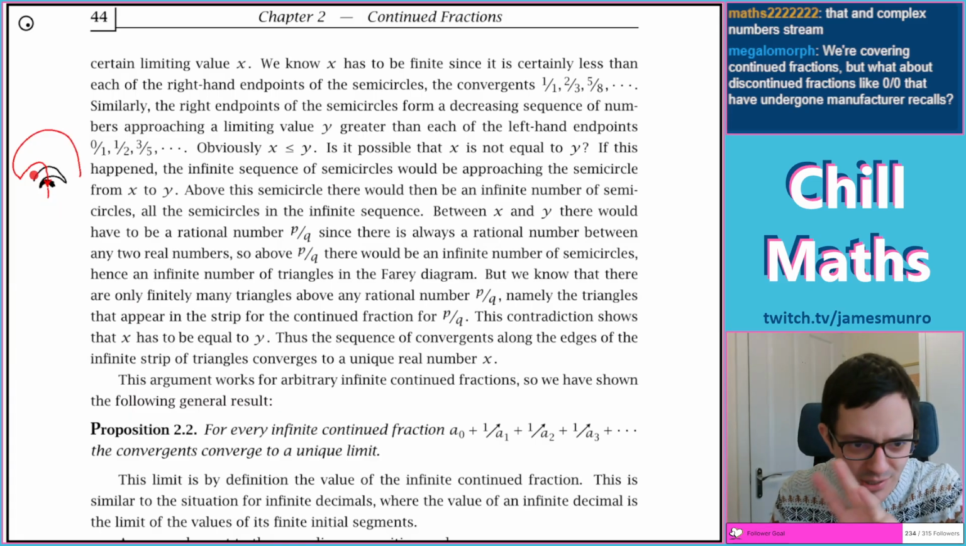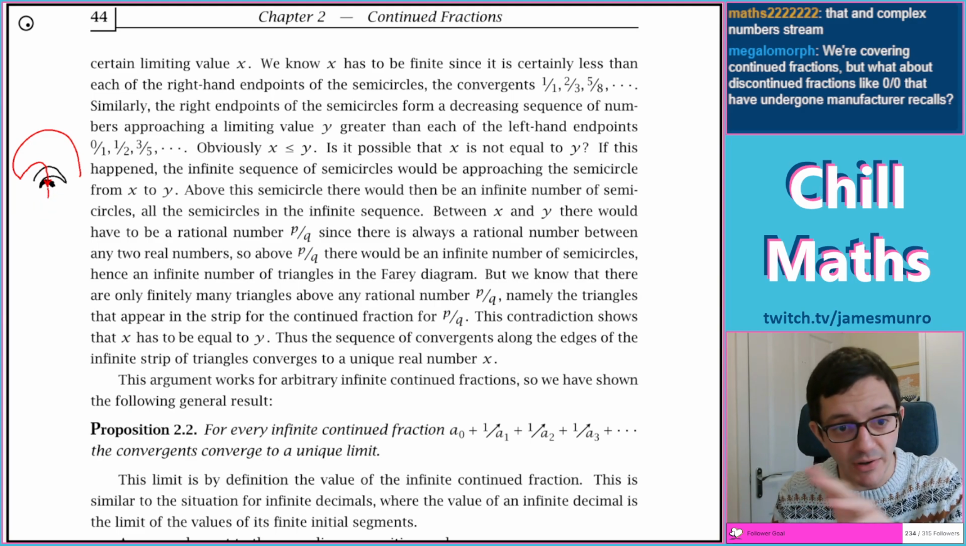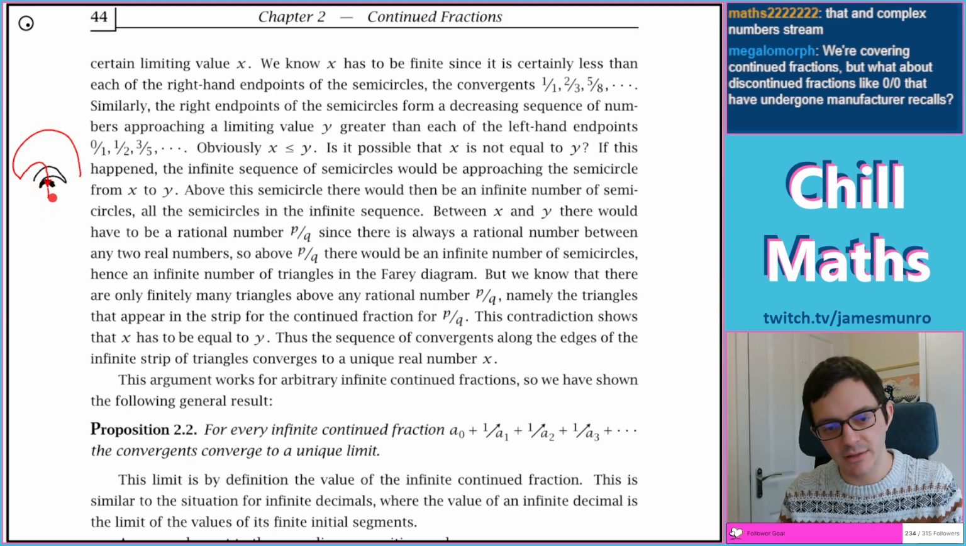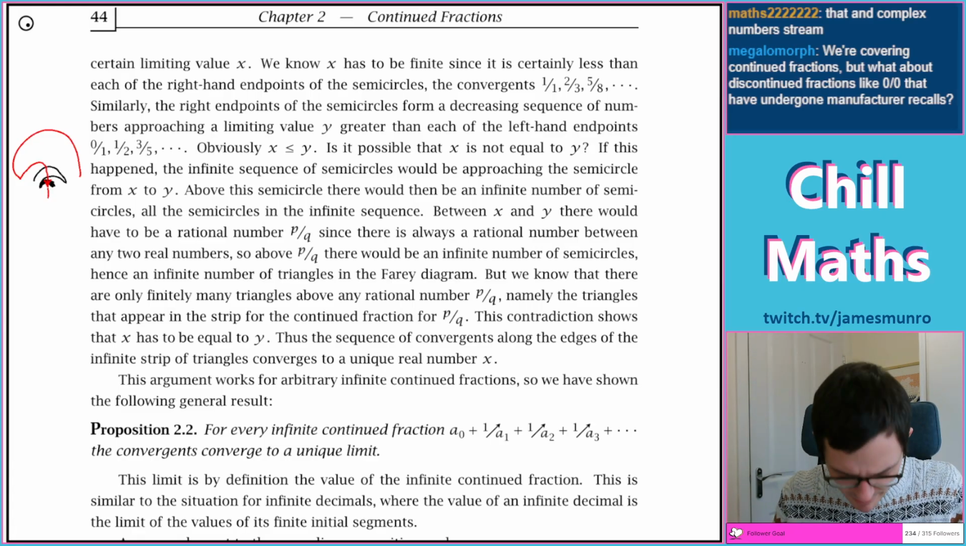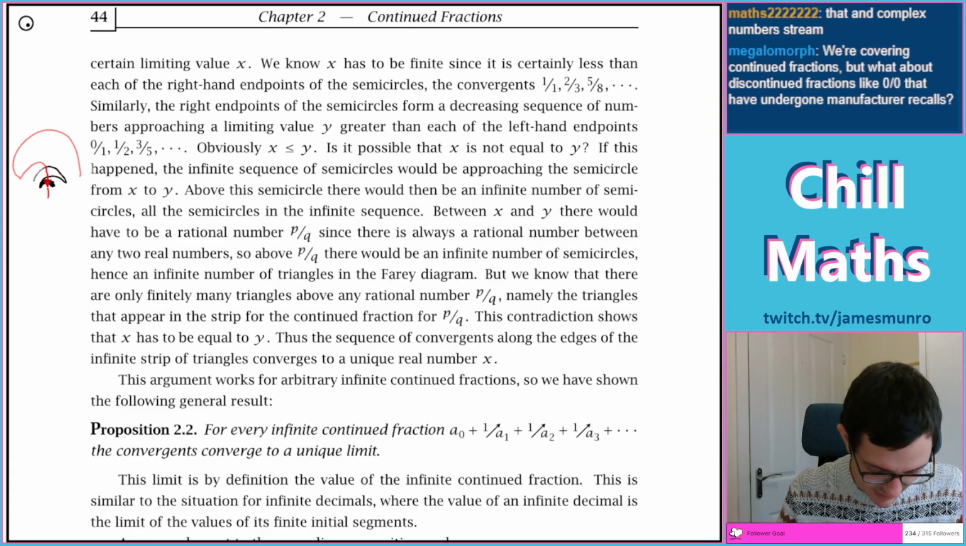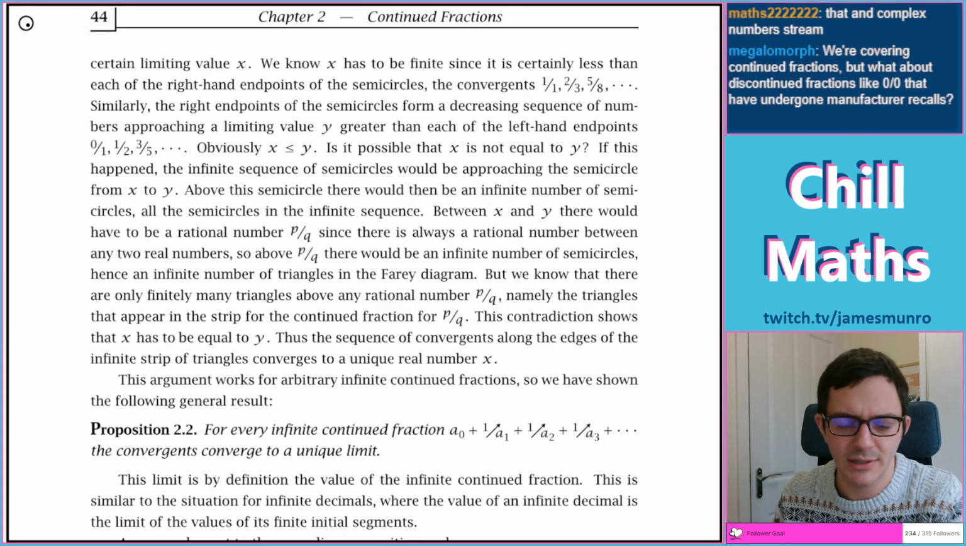Because p over q is going to have some finite sequence of semicircles going there, and these lines are not allowed to cross. So, for determinant reasons, I think, way back when, that kind of comes down like a lightning bolt through the rainbow, and hits p over q.